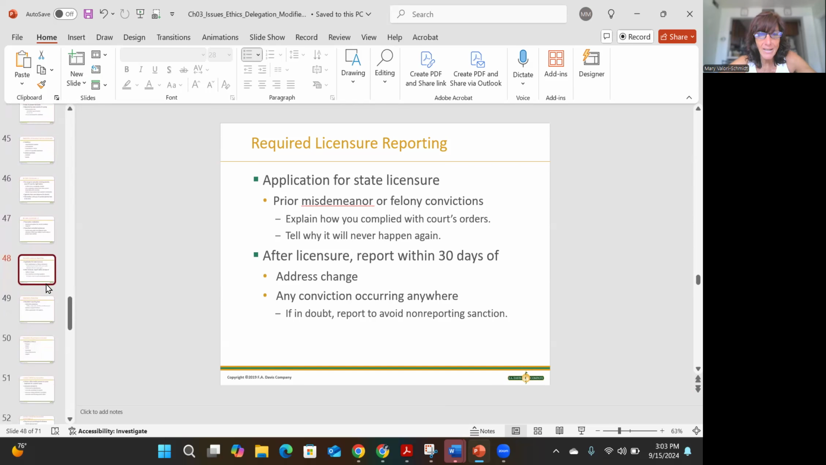We're going to get into how to get your license. We have to report everything that you have, including juvenile, any arrests, even if the charges were dismissed, and of course, any convictions and then what happened. And once you're licensed, if God forbid something happens after you get your license, you have to tell the Board of Nursing.